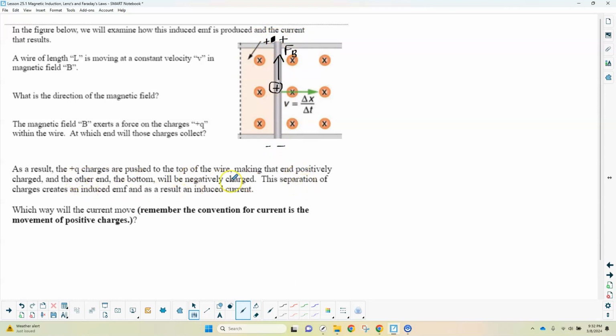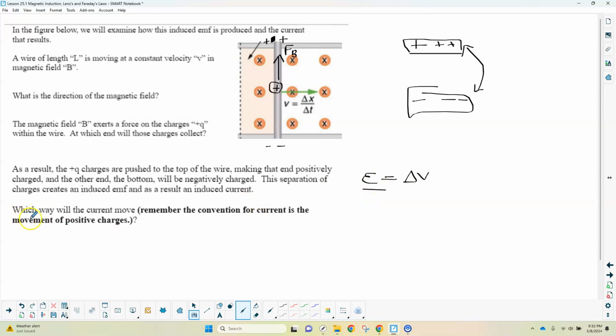As a result, we talked about that, and this separation of charges creates an EMF. So just like if we had a positive side and a negative side, we would have a voltage or a potential difference between these two points. So that voltage or EMF, that's the same thing. EMF, it looks like that. It's the epsilon. It's the same as delta V. I don't really care which one to use, but it's called electromotive force in this.